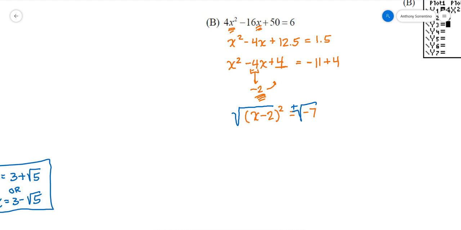Remembering I have to square root the right-hand side and put that plus or minus symbol in there. So what I have is x minus 2 equaling plus or minus the square root of negative 7. And recognizing that the square root of negative 7 is going to be a non-real number, that's the same thing as having plus or minus i times the square root of 7. So notice I'm getting a complex number here as a solution, because the last thing I'm going to do here is add 2 to both sides.